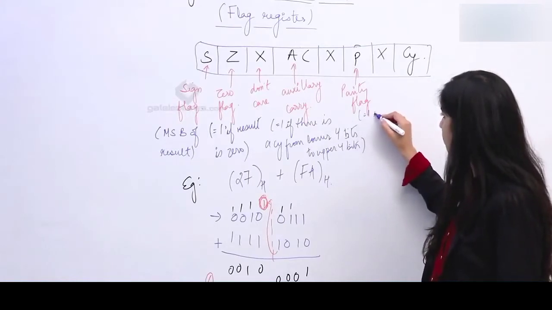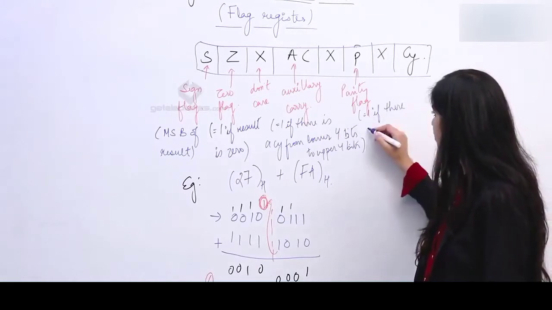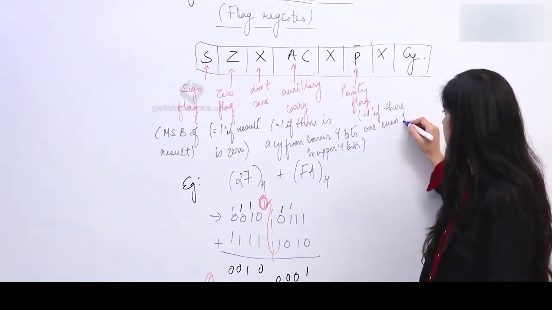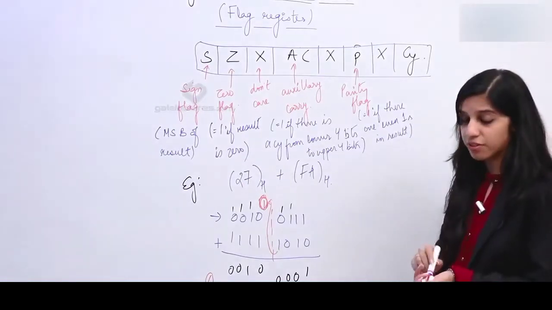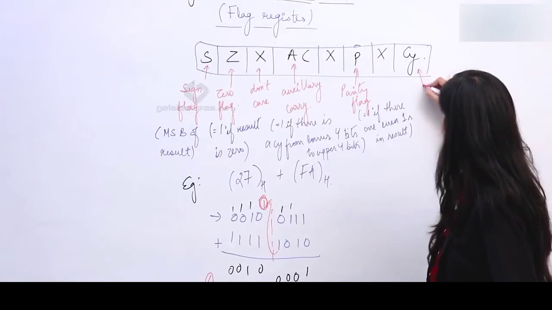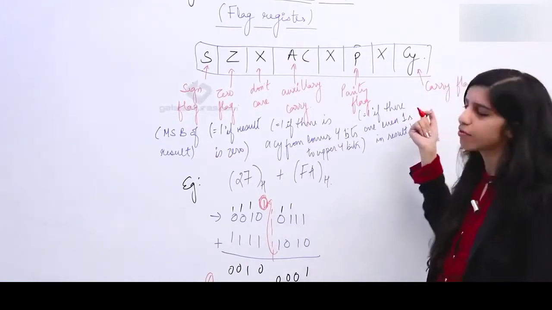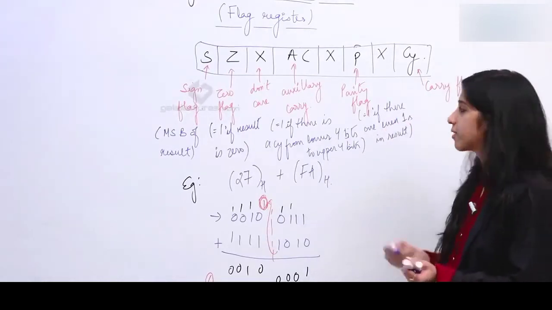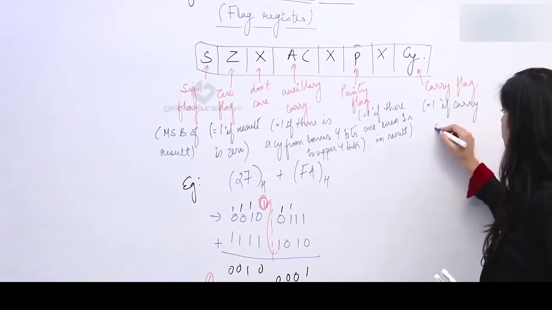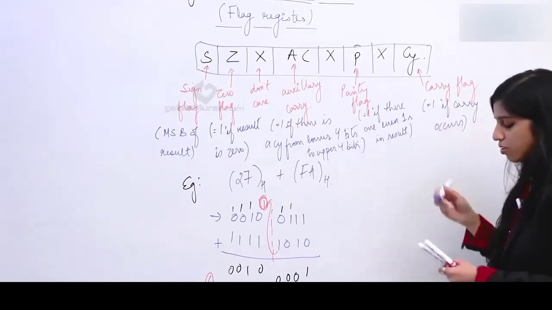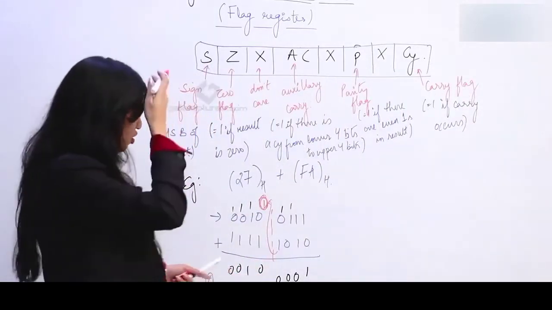This flag is 1 if parity is even, meaning there are an even number of ones in the result. This is the parity flag. Then this one is the carry flag, and obviously from the name itself we know that this flag will be set if a carry occurs. This is 1 if a carry occurs in the result. So we're going to look at the status of this flag register for the operation that we have just performed.